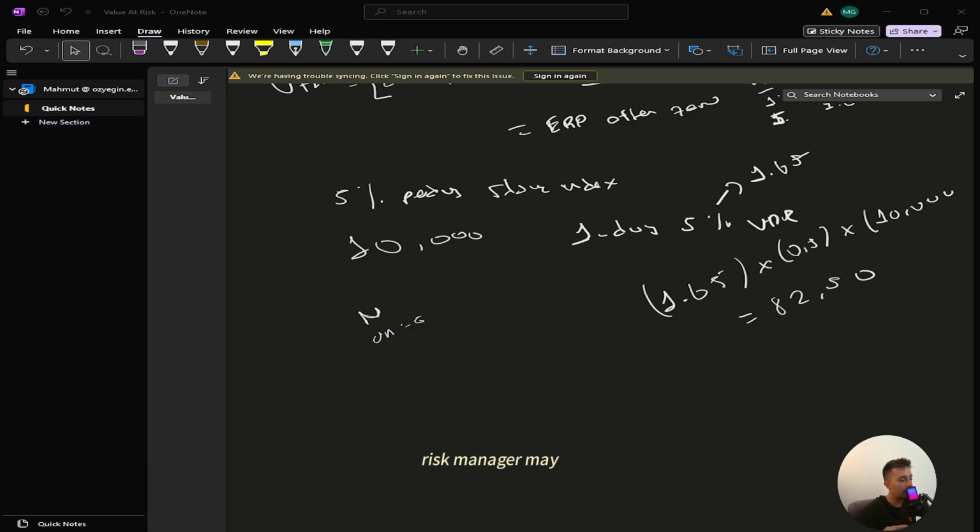A risk manager may however be interested in measuring risk over longer time periods, such as a week, a month, a quarter, or a year. Value at risk can be converted from a 1 day basis to a longer basis using the conversion formula. We have a conversion formula here.